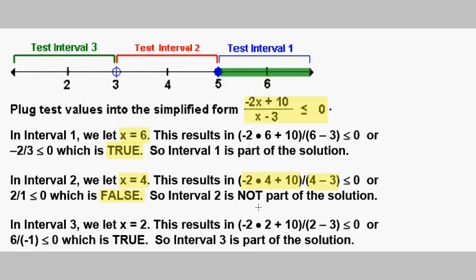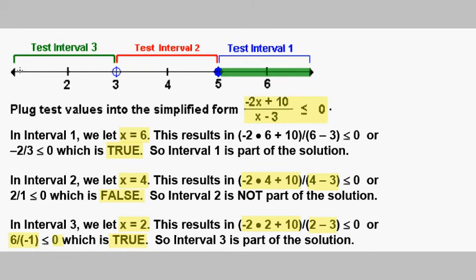In interval 3, we have to pick a test value that's less than 3. So we pick x = 2. We could have also picked x = 1 or 0, but 2 is a nice easy value. We plug it into the inequality. We get -2 times 2 + 10 in the numerator, which is 6, and 2 - 3 in the denominator, which is negative 1. This gives us 6 over negative 1, which is negative 6, less than or equal to 0, and that is true. So interval 3 is part of the solution, and we shade.